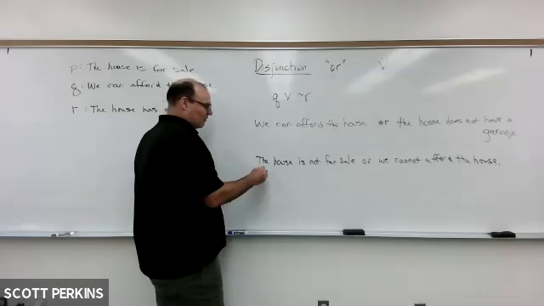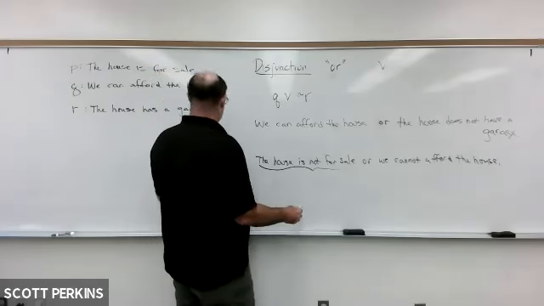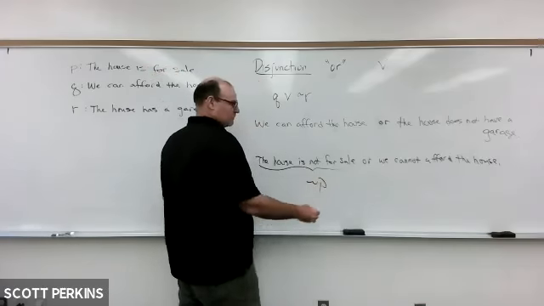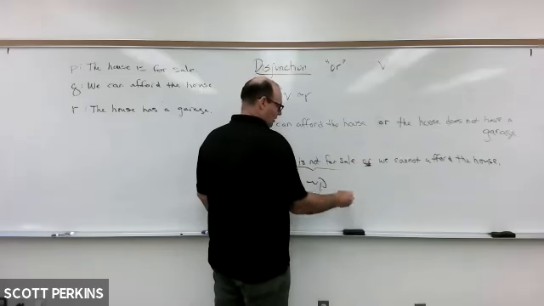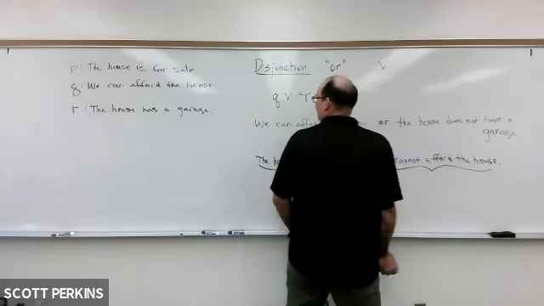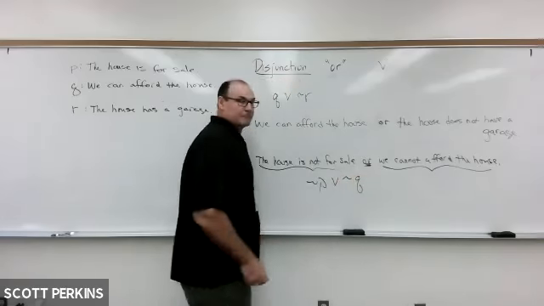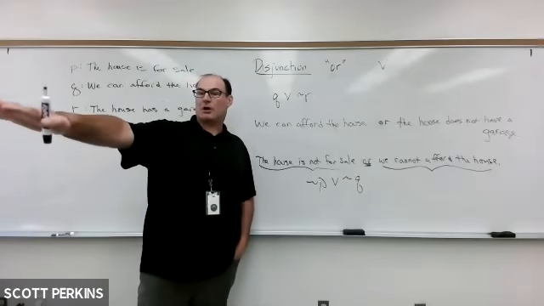What's the symbol for the house is not for sale? Squiggly P, you're right. The or is the disjunction, so a V. And then we cannot afford the house is squiggly Q. Great job. Anybody got a question, comment, or concern? We're doing all right.